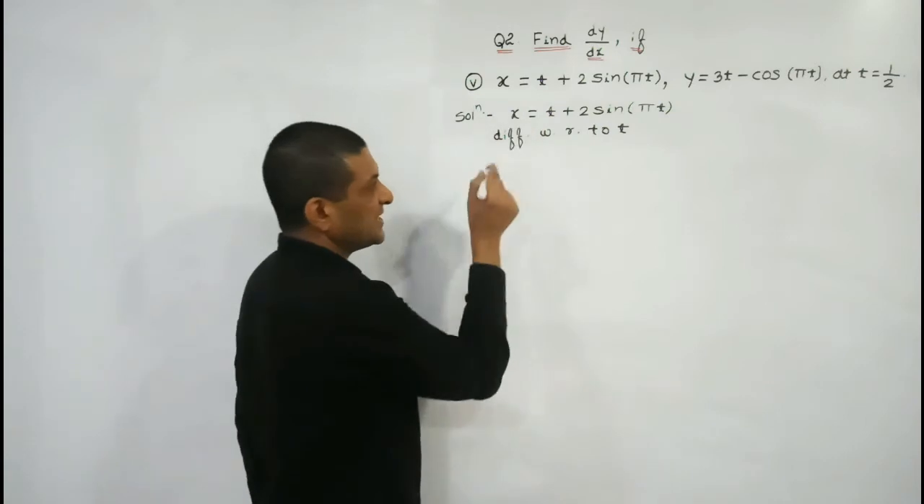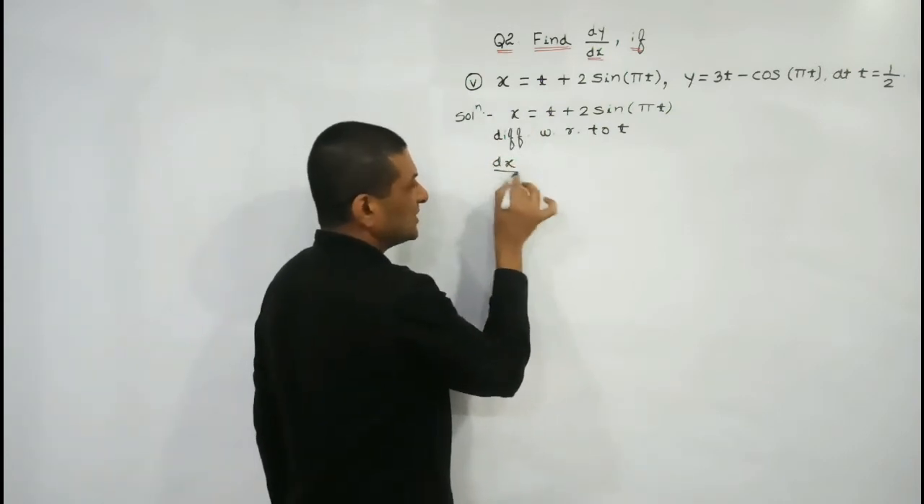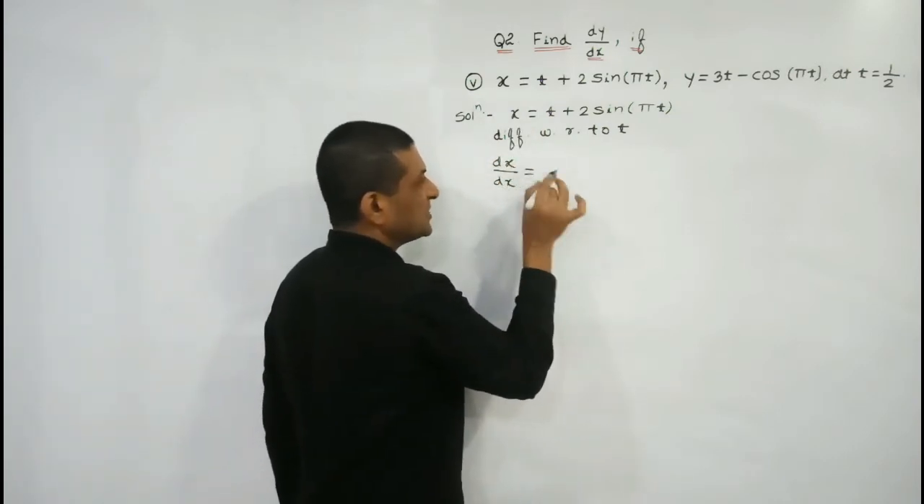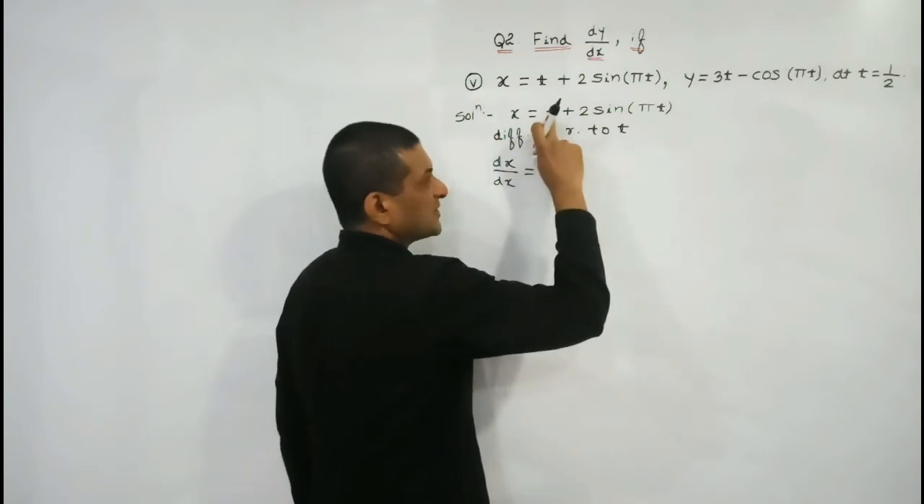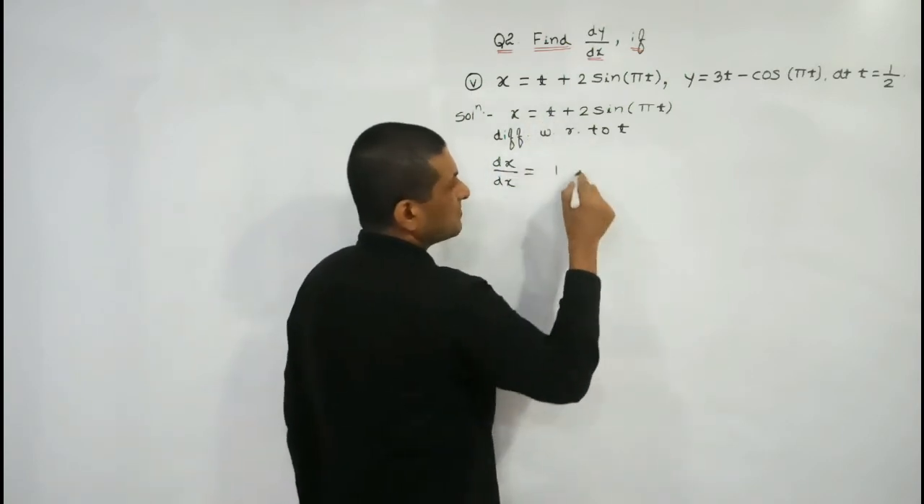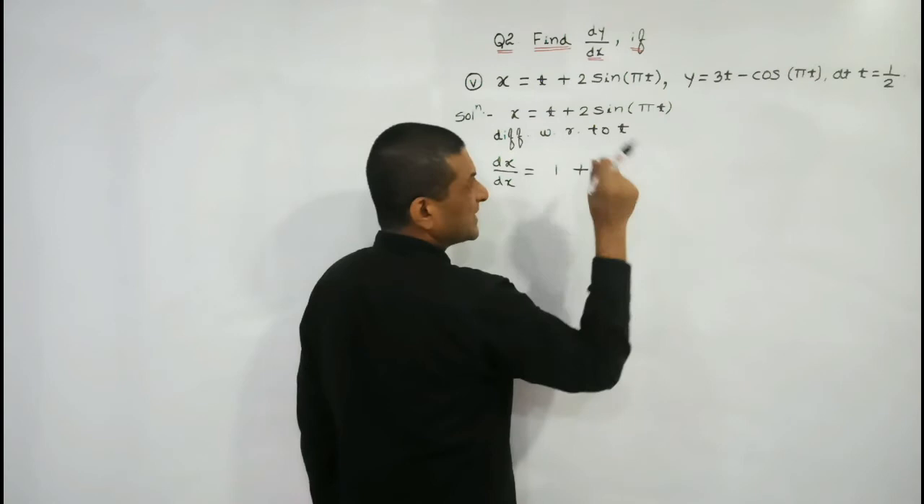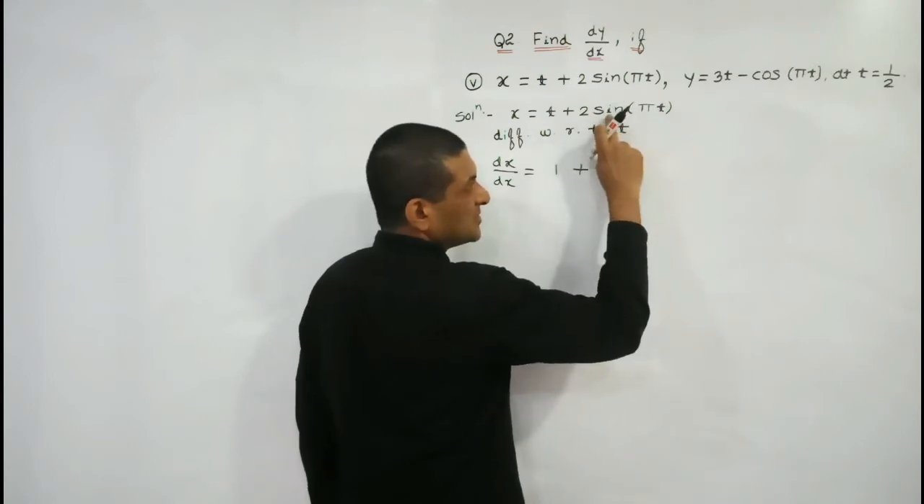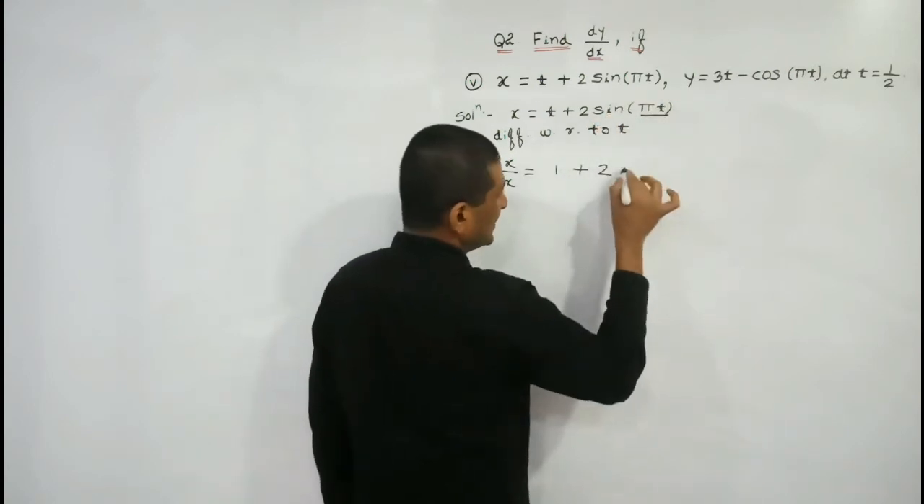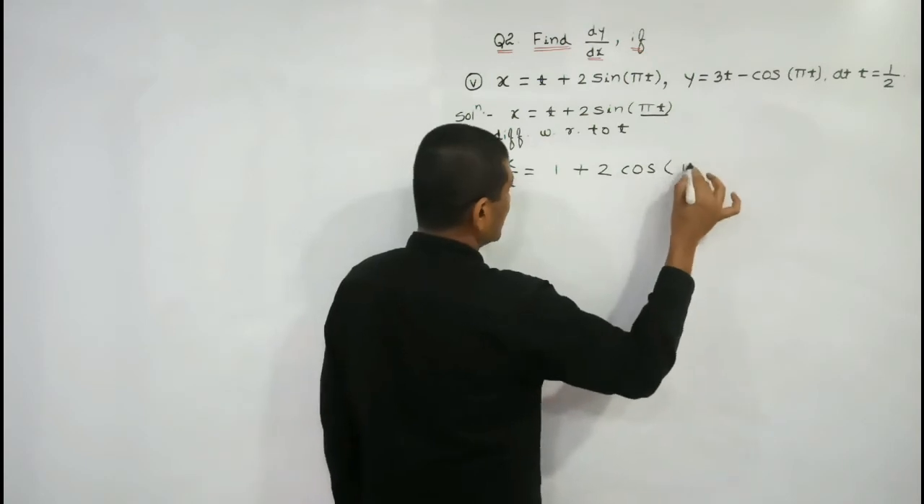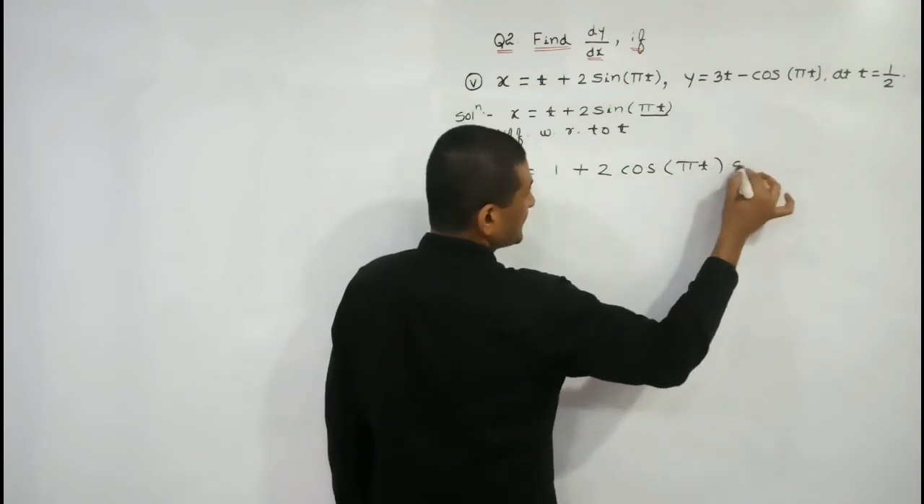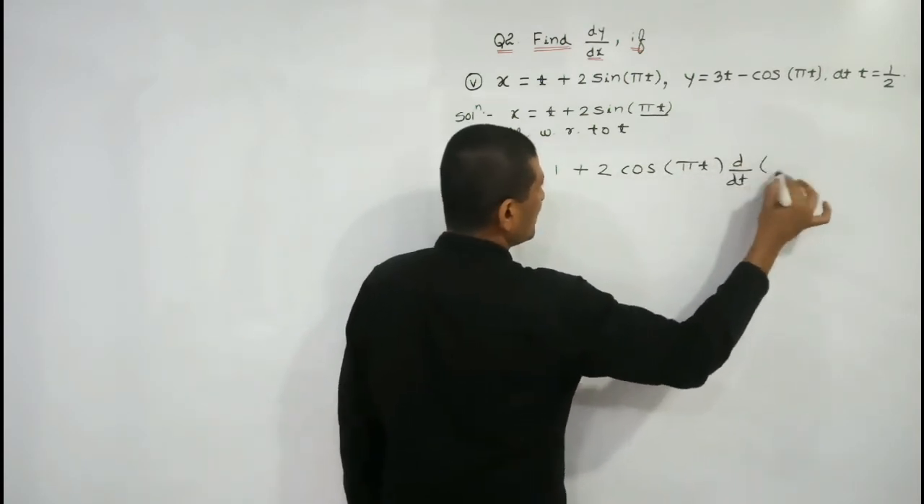First differentiate x with respect to t. So here the derivative of x with respect to t will be equal to the derivative of the first term, meaning the derivative of t is 1, plus 2 is a constant term, keep it as it is. Now this second term is in the form of sine f of x, so its derivative will be cos f of x. What is the value of f of x? Pi t into the derivative of f of x.